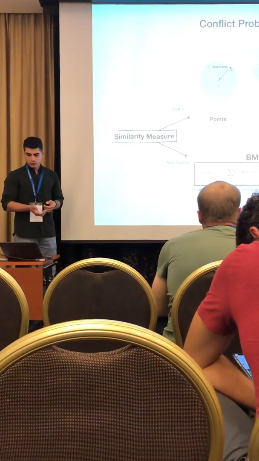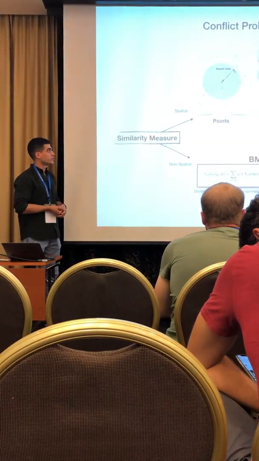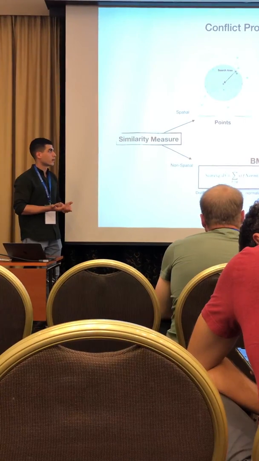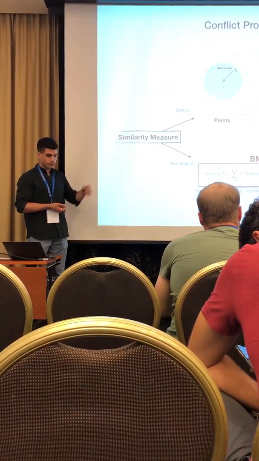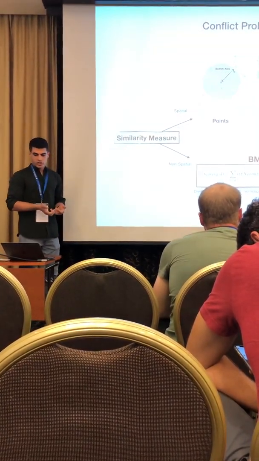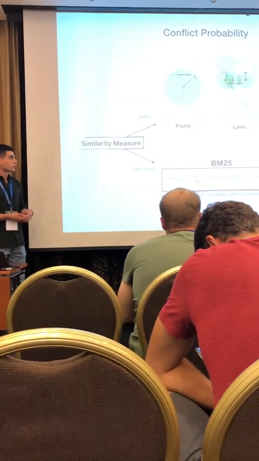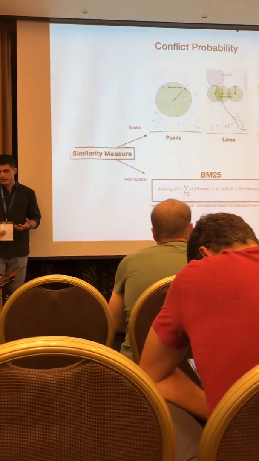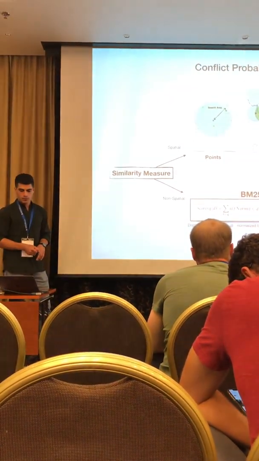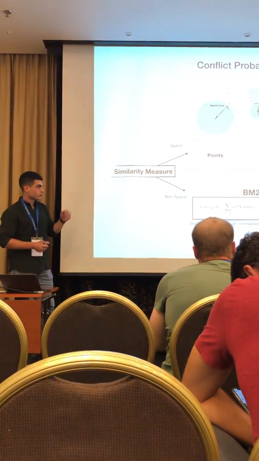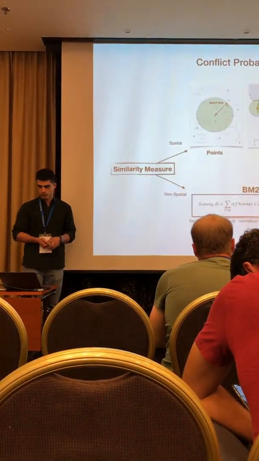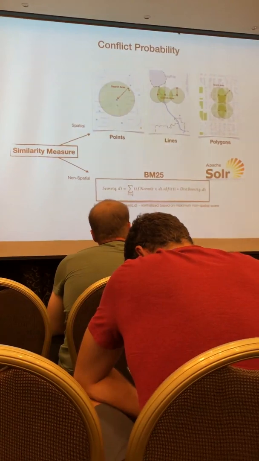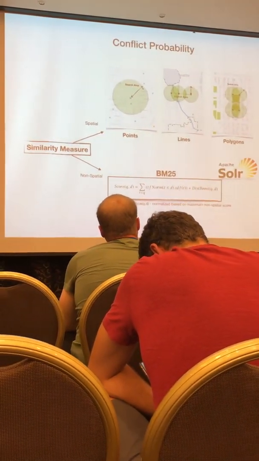And then in the next step, to calculate the non-spatial similarity of the pair of objects, we adopt a state-of-the-art IR algorithm called BM25, which is a variation of TF-IDF, to score the adjacent objects based on their non-spatial or textual feature similarity. To implement our solution, we used Apache Solr, which enables indexing and fast retrieval of geospatial data.